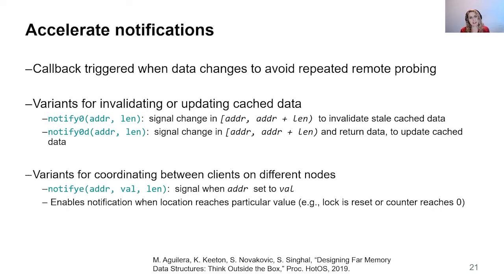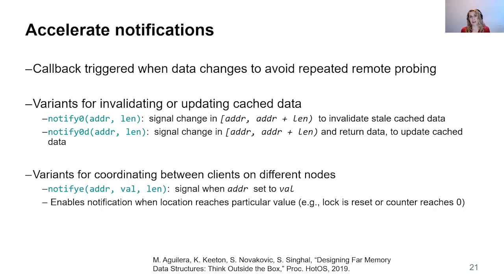Well, the primitives that we proposed actually were to basically have those notification mechanisms. So define a region of memory that you want to monitor, and then when an update occurs to that region, deliver that notification to the clients that requested it. There are variants of this that would allow you to invalidate stale cached data. You might even be able to, if the data is small enough, return the updated data, so that the client could update the cached version of the data in its near memory. So that's one way that we could use notifications, for managing our cached data.